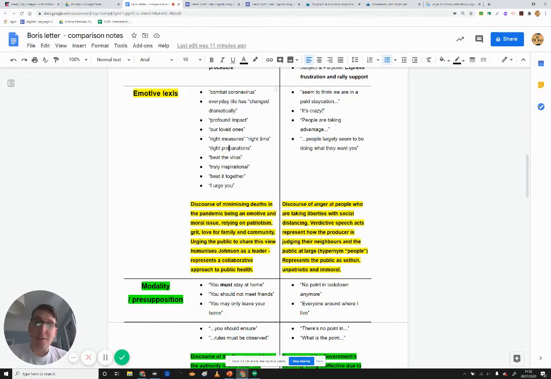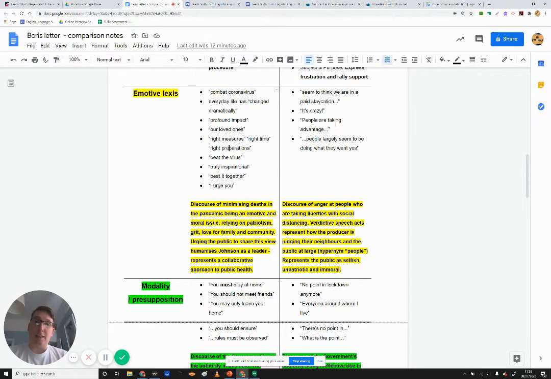Another declarative that gets used, "people are taking advantage." So again, interesting here, we've got the hypernym, people, to talk about people as a general whole, a general group of people, so not individuals. And that is again hyperbole because it's emphasizing that everybody's doing it.